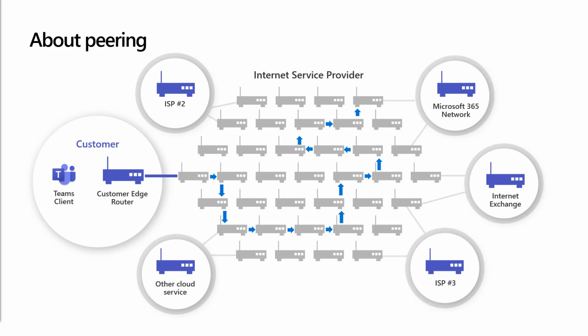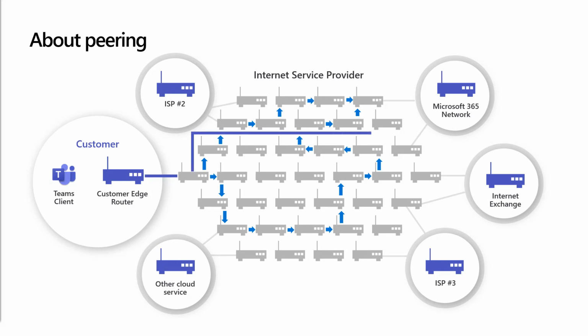That's clearly not optimal. As we saw in the previous slides, we want to spend as little time on the internet as we can. So if you have the option, work with your ISP and encourage them to create a peering relationship with Microsoft if they don't have one already. Or encourage them to optimize their path to the Microsoft network by having better peering relationships with other ISPs.